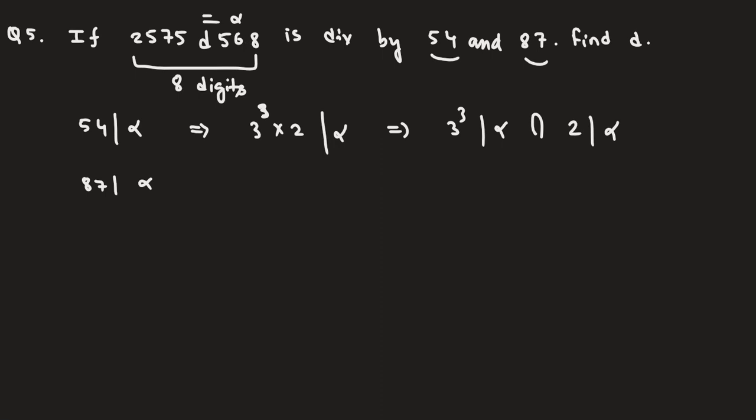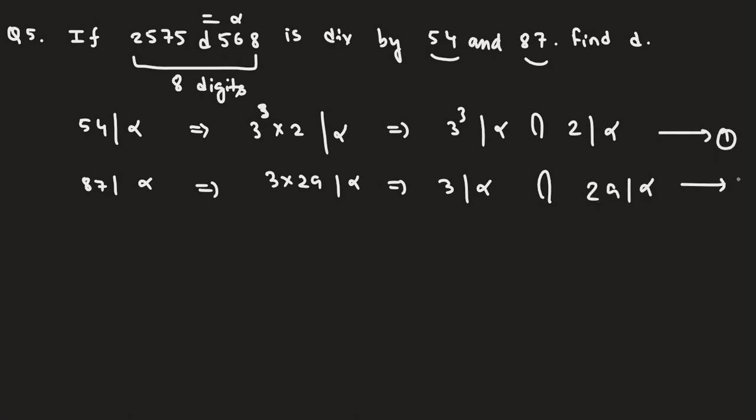Obviously 8 is present here at the end of the number, so alpha is even, and 3 divides alpha. Here we have 3 and 29, their GCF is also 1. So we can say that 3 divides the number alpha, and at the same time 29 divides alpha. If you take the intersection of these two parts, the number will be divisible only when 3 divides the number alpha.